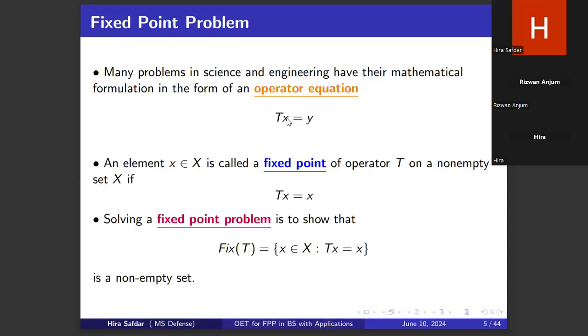Solving a fixed point problem. This operator equation, the fixed point of this operator. An element x belonging to the space is called a fixed point of that operator T if x remains invariant under the action of T. And an element x belongs to it is called a fixed point of operator T, where x is a point which is invariant under the action of T. Solving a fixed point problem is to show that the set, which is the collection of all fixed points of T, is non-empty.